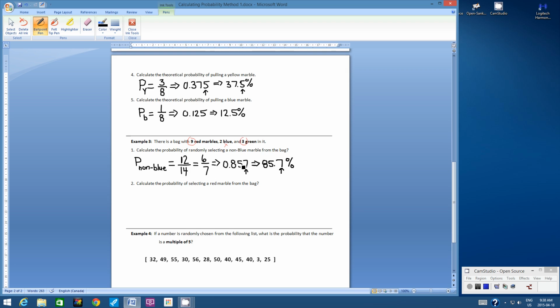Okay, and that makes sense because we take this number and we move the decimal place 2 places to the right. So hopefully you got 85.7%. Okay, let's go on to example 2. Calculate the probability of selecting a red marble. Okay, so this is kind of more of a traditional question here. Probability of red. So why don't I give you a minute to come up with the answer, and then you can check it with my answer.